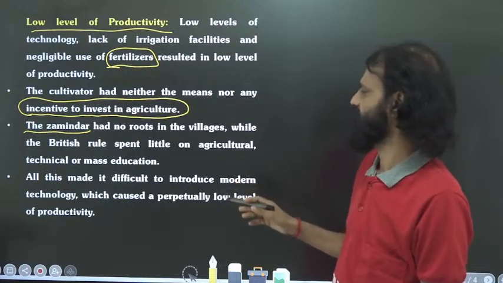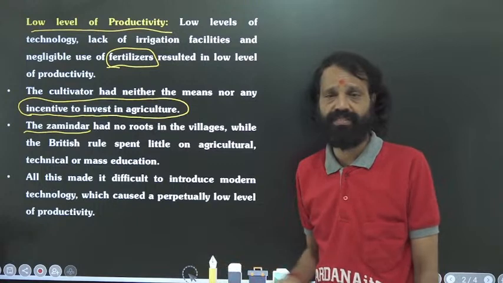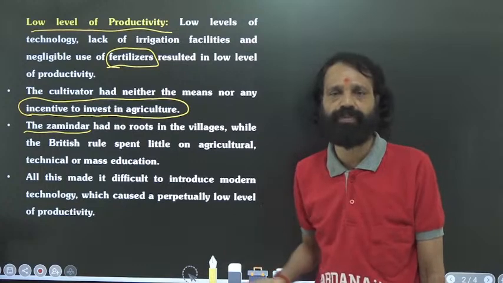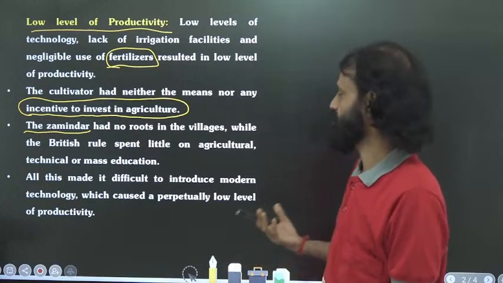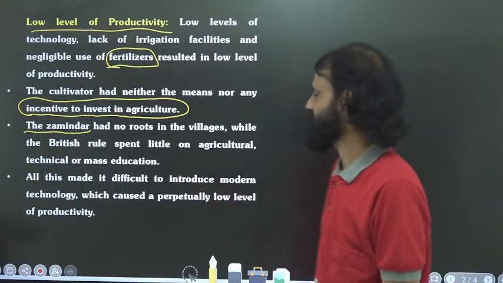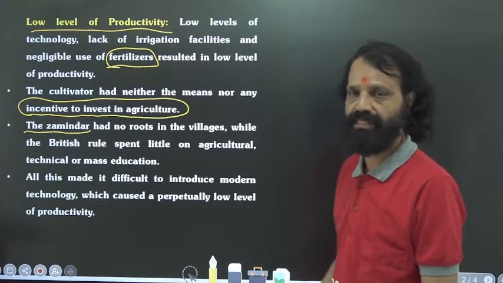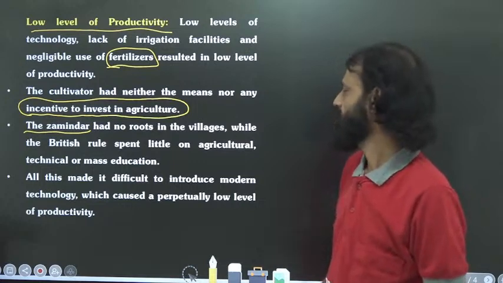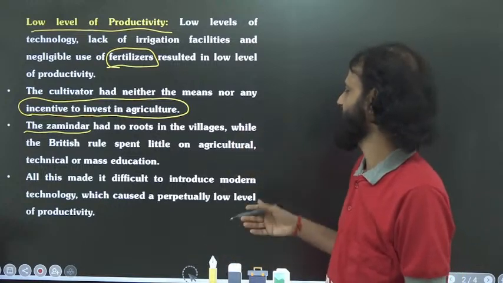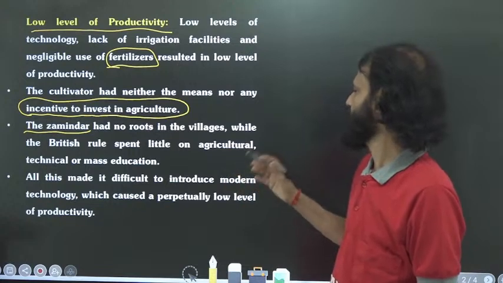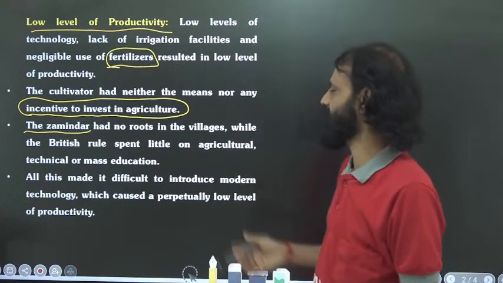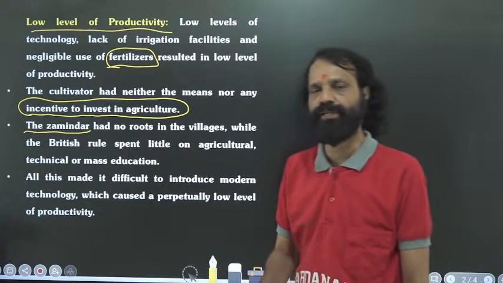Then technical or mass education. Mass education means social upliftment must happen through educating more people, giving training to more people, so that more people get more understanding about agriculture, etc. That they didn't give. Any education camps or seminars in the field of agriculture they didn't conduct. So technical as well as mass education they didn't do.